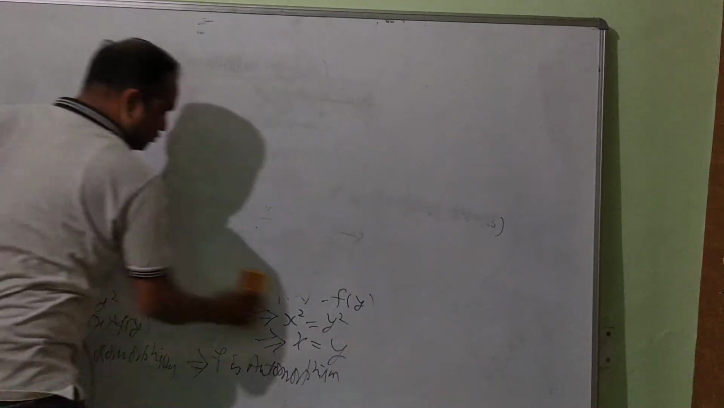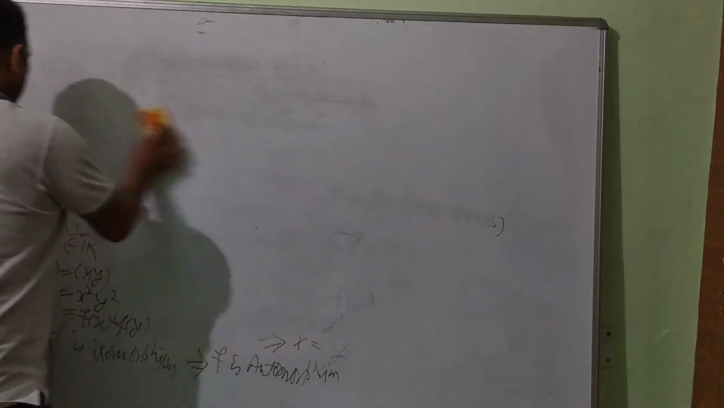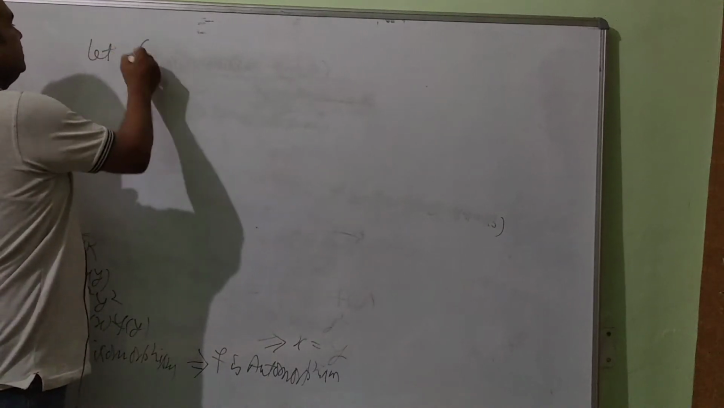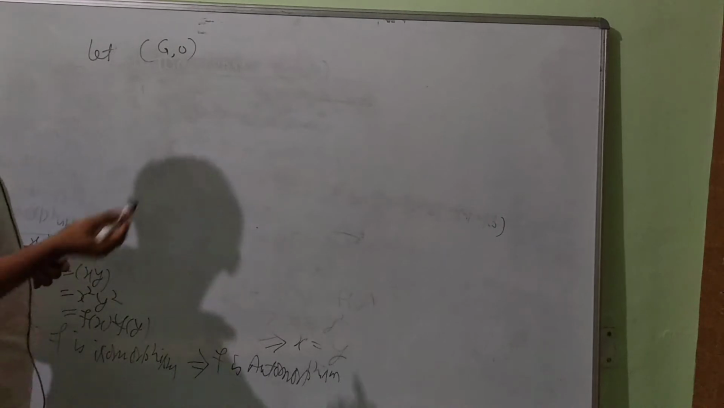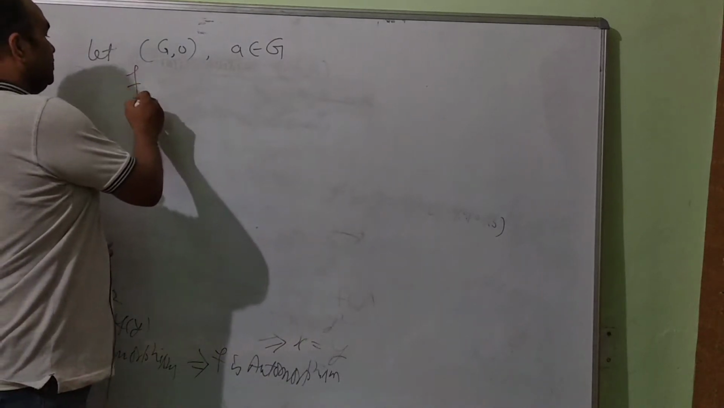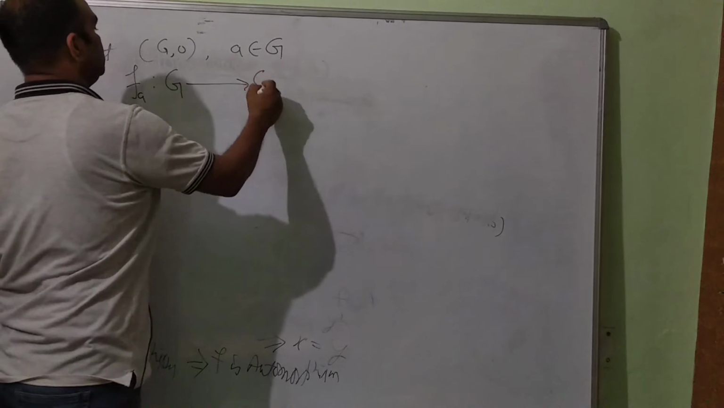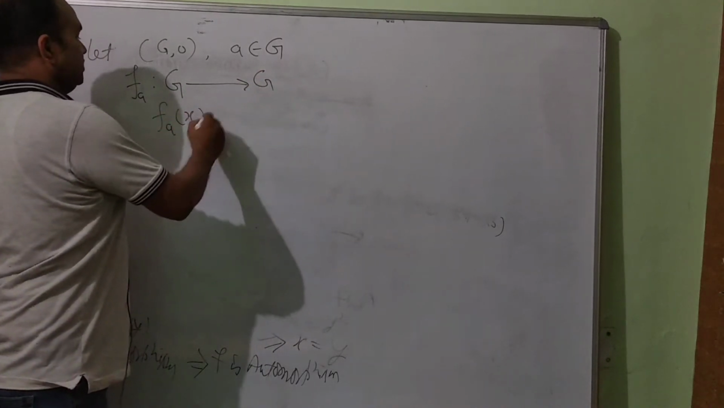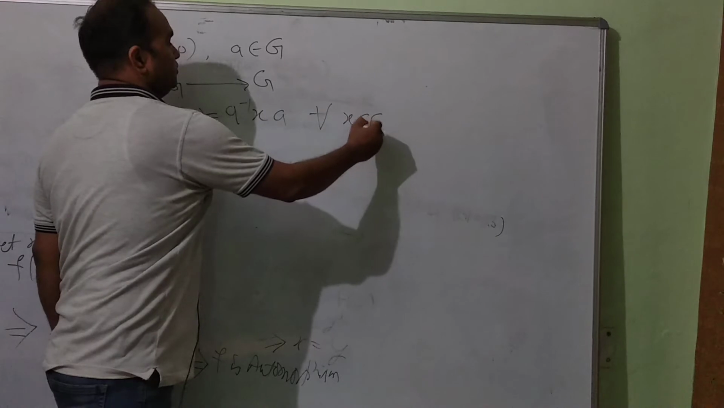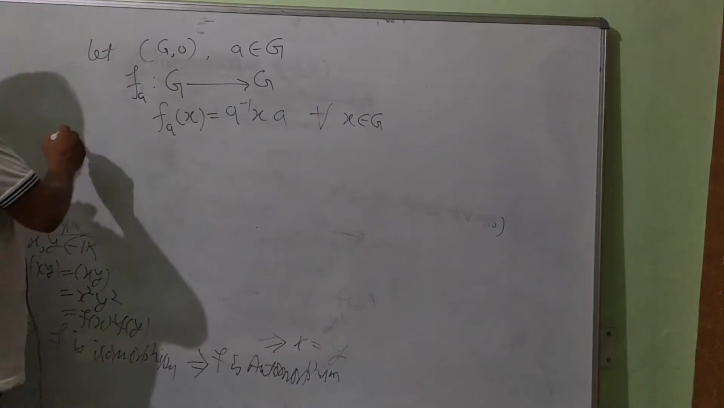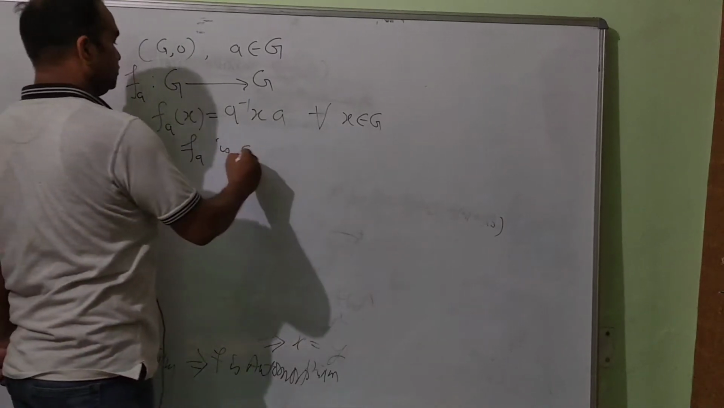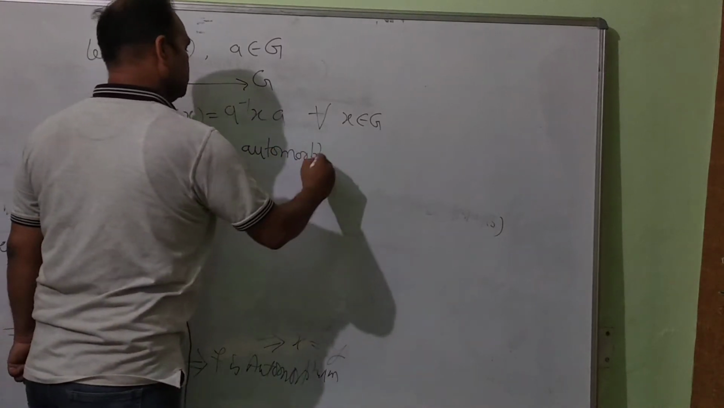So now before going to the group of automorphism, let me take another example of an automorphism. Let G be a group with some binary operation and A be any element of G. Now if we define a function f A from G to G such that f A of x is equal to A inverse x A for all x belongs to G, we will claim that this function is an automorphism.